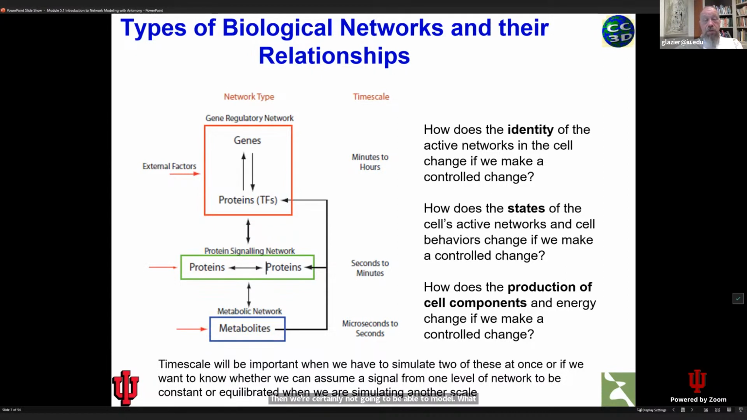And this is a problem we face, for example, if we ever try to do molecular dynamics simulations, where we can do beautiful, detailed all-atom simulations of molecules and their interactions. But we can only simulate very, very short timescales for large simulations. There's no way to simulate timescales that are meaningful for protein signaling or for gene regulation.